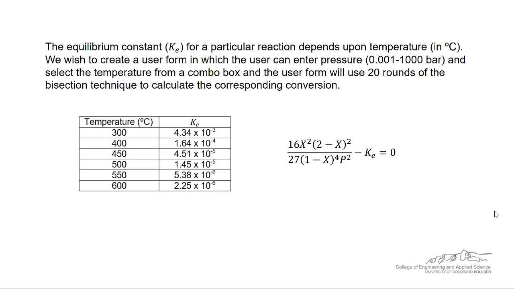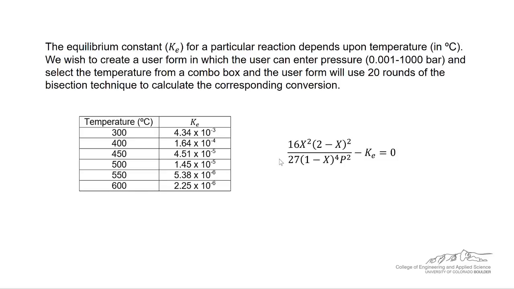What we're going to be doing is creating a user form that's going to allow the user to select a temperature for a particular reaction. Depending upon the temperature, that governs something known as the equilibrium constant for the chemical reaction, and that goes into this equation here along with the pressure in bar. This is a non-linear equation.